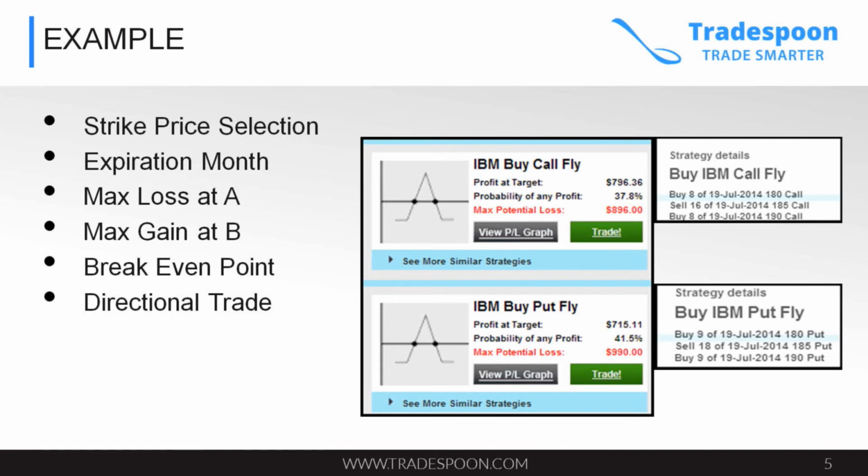Usually it's a market neutral strategy, and you just want to make sure that the stock does not move below or above the long strikes. But it also can be executed as a broken wing and be a directional trade. And you can see several examples on your screen.